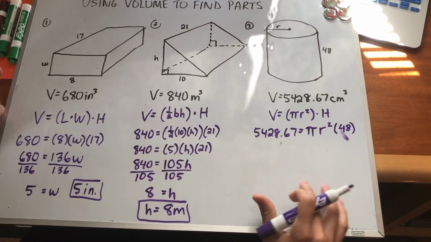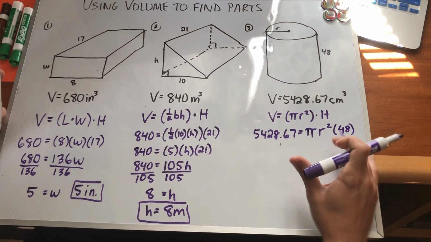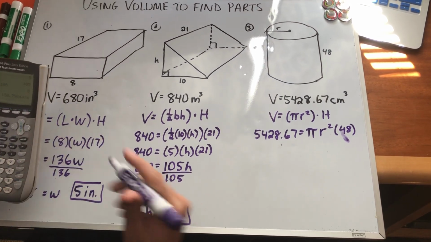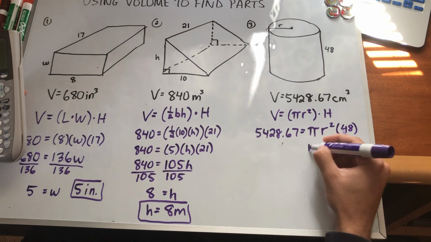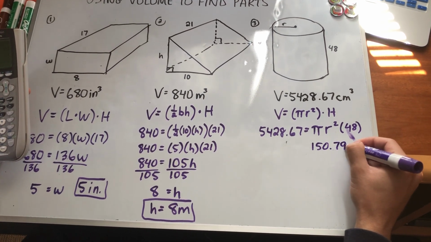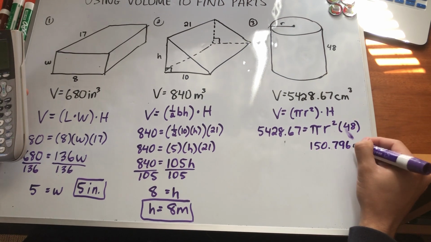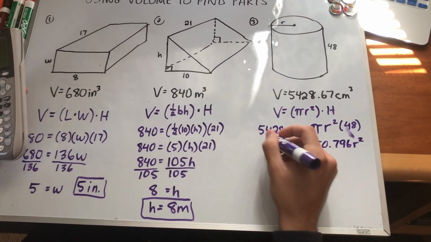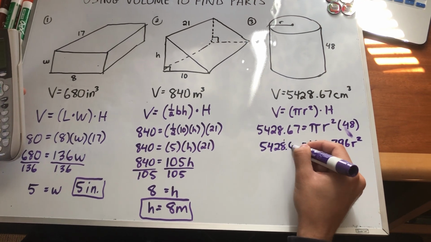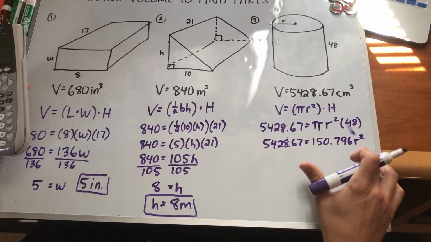All right, and we're just going to multiply out. So we have this pi and the 48. We can multiply those out. So 48 times pi in your calculator. You get about 150.796. The r squared is still there. This is still the same. We're just doing algebra now. All right, and we're going to have to solve for r.